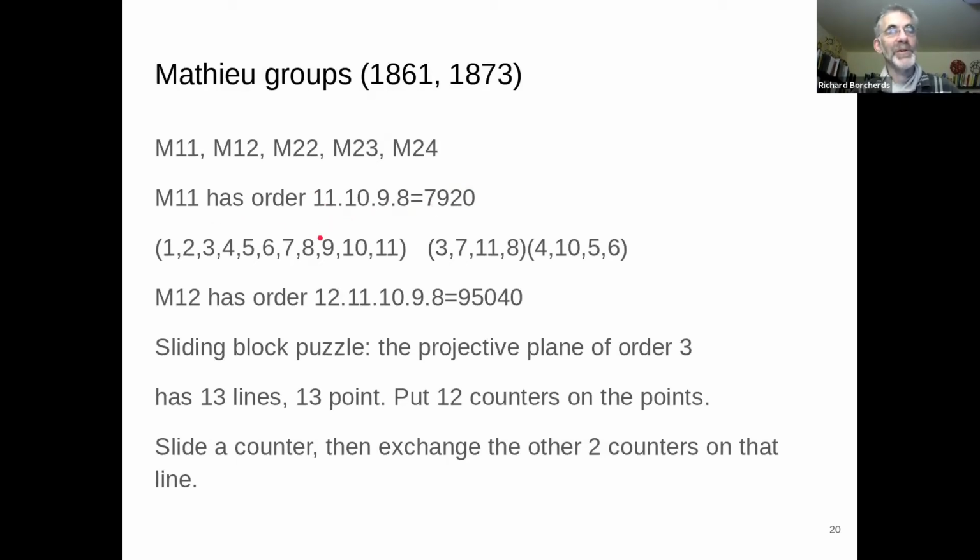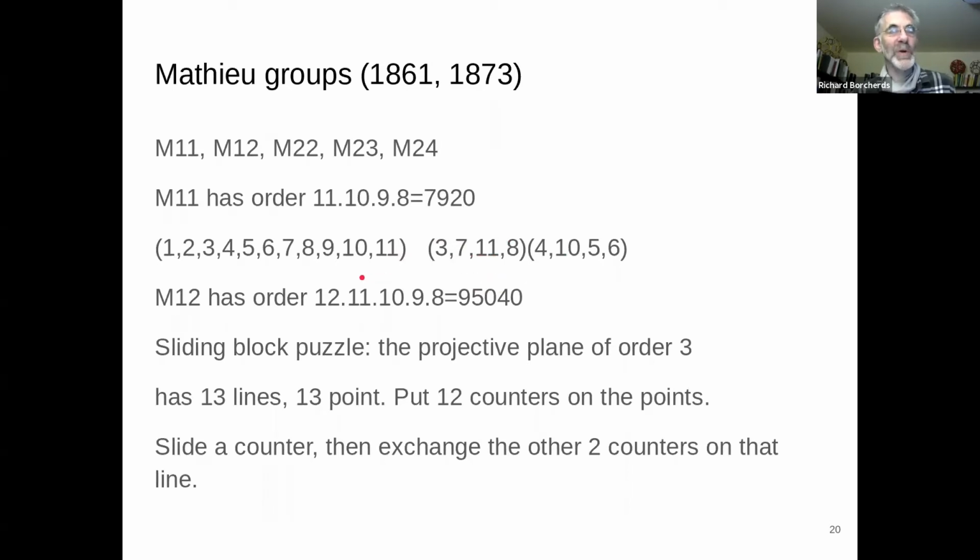If you want to see an explicit description of M11, it's not terribly difficult. We can take these two permutations. So this permutation here is just a cyclic permutation that takes 1 to 2, 2 to 3, 3 to 4, and so on. Whereas this is a permutation that takes 3 to 7, 7 to 11, 11 to 8, 8 to 3, and then takes 4 to 10, 10 to 5, and so on. And if you take all permutations you can obtain by multiplying these two together, you get the group M11. So it's not difficult to define M11, although as you see, this definition by two permutations doesn't really give a whole lot of insight into the group. You have to do a lot of calculation to see what's going on.